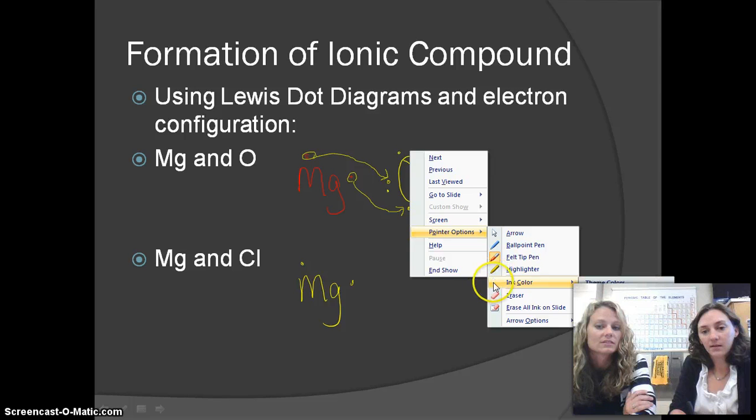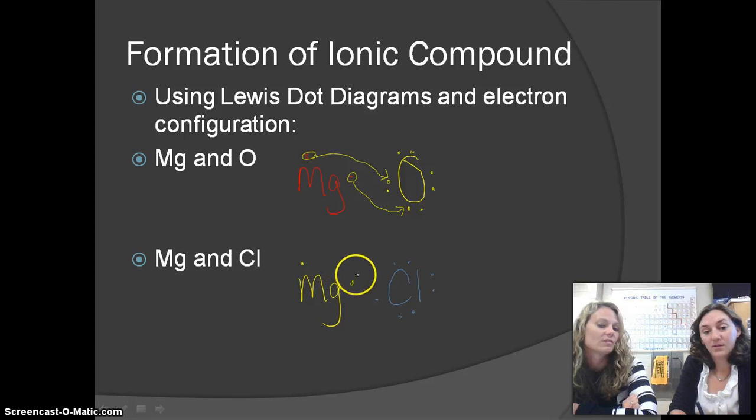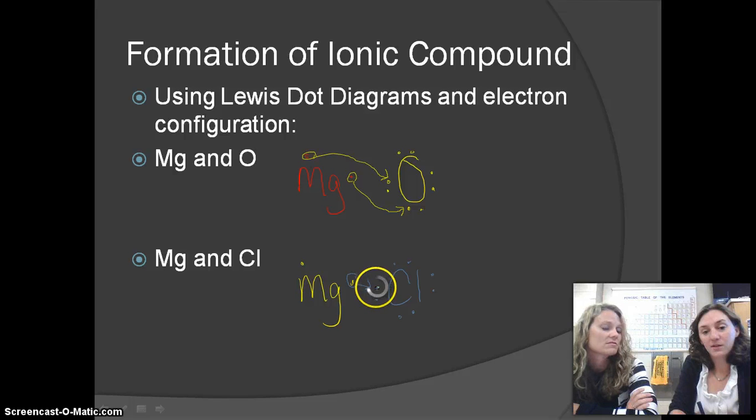Now the chlorine. How many valence electrons does it have? 7. Wait a minute. So chlorine only needs 1, but magnesium has 2 to get rid of. Now what are we going to do? Well, what's the charge of magnesium? It's a 2+. And what's the charge of chlorine? It's a -1. So they don't match. We need to make it neutral. So how many chlorines do we need? 1 more, for a total of 2.